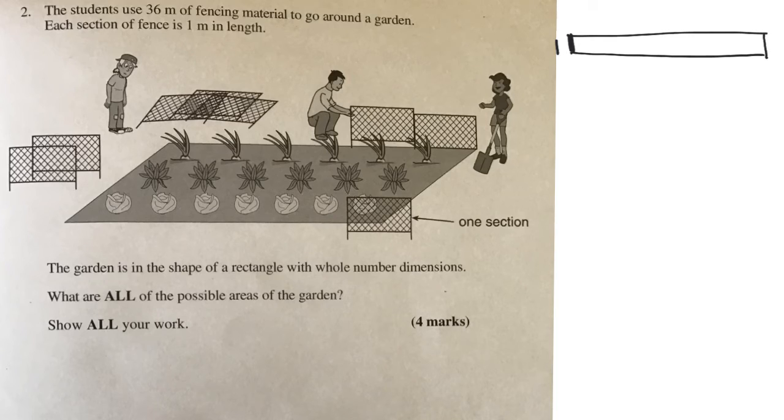So if we have 1 meter on each side, that means that's taken up 2 meters. So we had 36, we've used up 2, we're left with 34. So now we have to divide that by 2, so we get 17 on the top and the bottom. So what area does this have altogether? 1 by 17 is 17 meters squared.